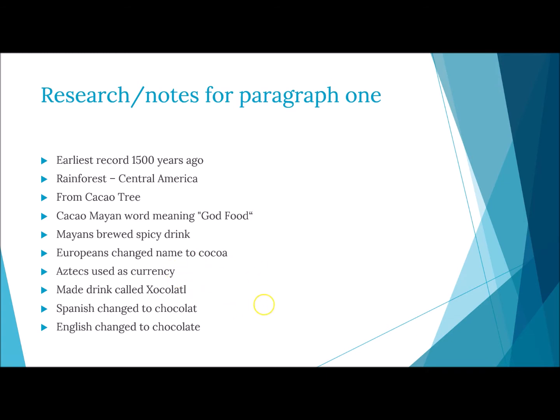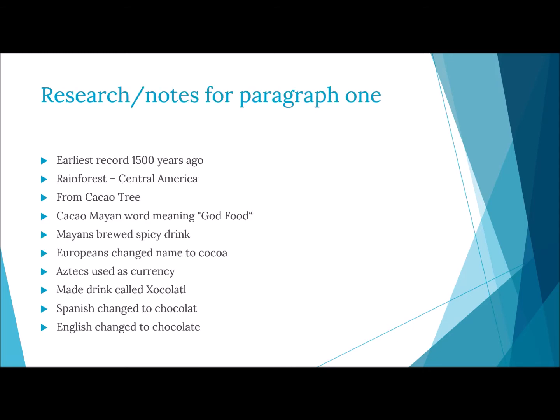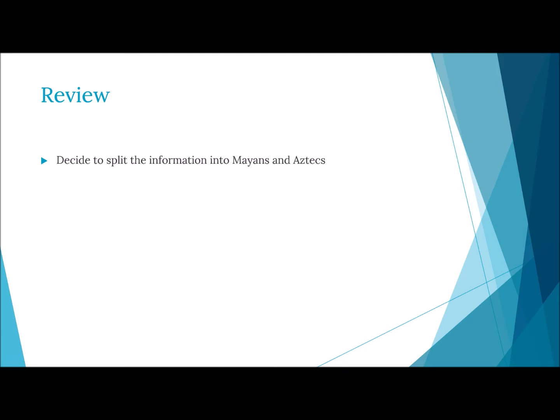So we've got things like the time period, the meaning of the word, the Aztecs, this drink, the name, the actual use of the word in English. And I may not want to use all of this information. This is just my research. I've then done a review of what information I have, and I've decided I'll probably split it into Mayans and Aztecs because there's a lot of information there. I'm actually going to have an extra paragraph. It may be that I decide not to include any of the Aztec stuff after all because of time pressure, and again, that's a decision you can make.